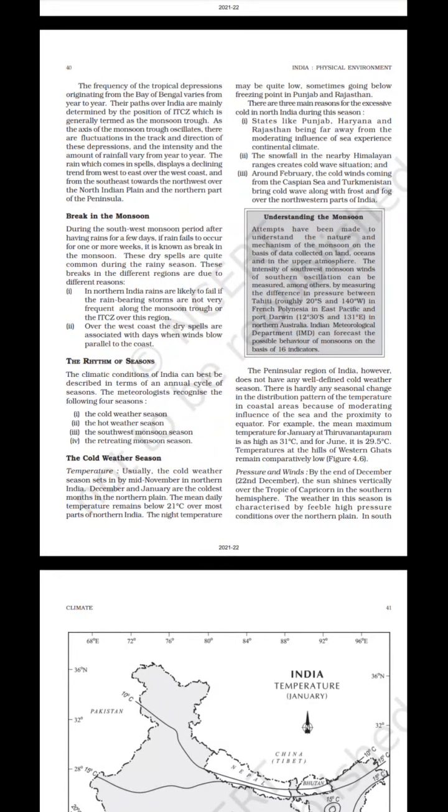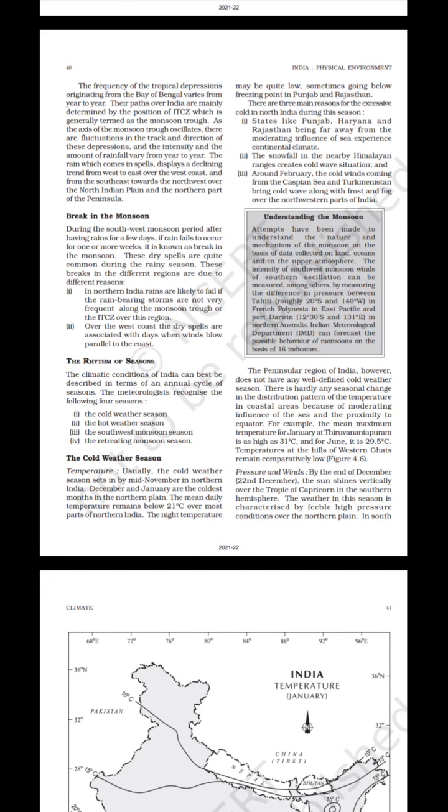The frequency of the tropical depressions originating from the Bay of Bengal varies from year to year. Their paths over India are mainly determined by the position of ITCZ, which is generally termed as the monsoon trough. As the axis of the monsoon trough oscillates, there are fluctuations in the track and direction of these depressions, and the intensity and the amount of rainfall vary from year to year.